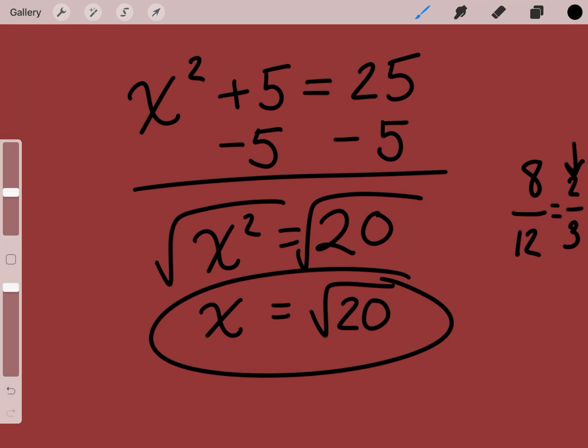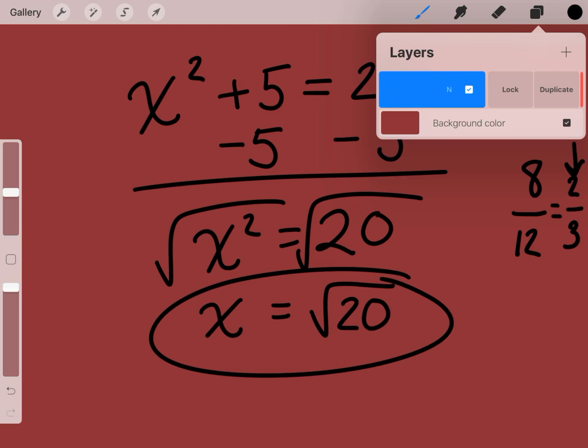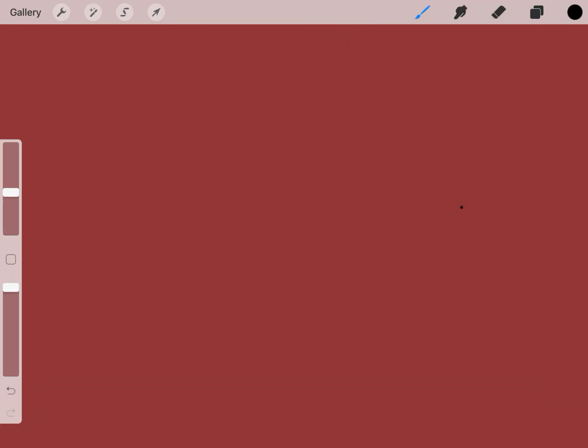So what we have to do is learn how to take something like the square root of 20 and write it in its simplified form. So let's try to show you how that happens. If I want to figure out how to write the square root of 20 in a simplified way, what I first have to figure out is all of its prime factors. So we're going to make a factor tree.